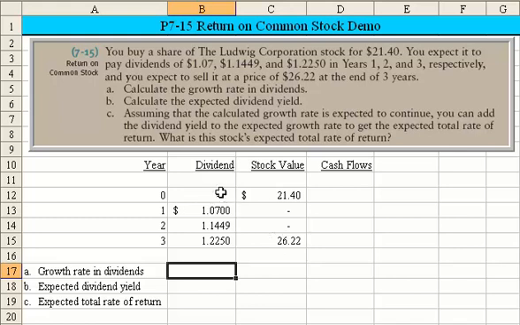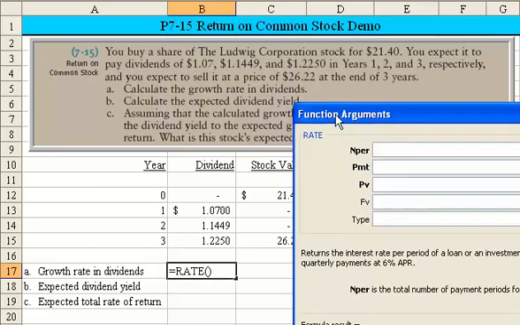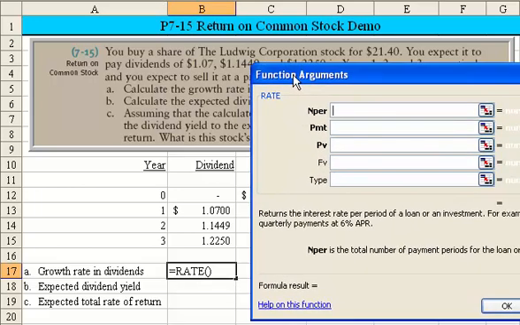So I've laid out when we expect the dividends, the years, and the stock price. Then we solve part A. It's to calculate the growth rate in dividends. I'll do this using Excel's rate function. Let me hit this so we get a nice pop-up, so you can see that on the screen.